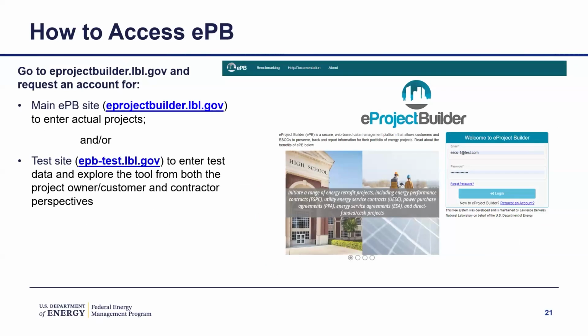All right. So we're going to roll into our live demonstration here in a second, but if you are not already registered and you want to use eProject Builder, you simply go to the main site, which is eprojectbuilder.lbl.gov, and request an account. It's probably pretty tiny on the screen there, but underneath the login button, there's a request an account link. And it leads you to a registration page that asks you for your name, your information, etc.